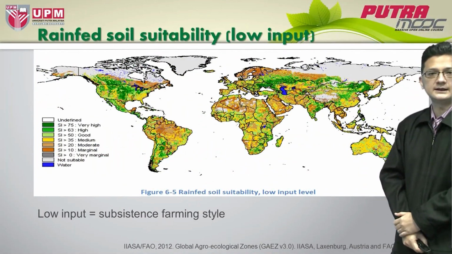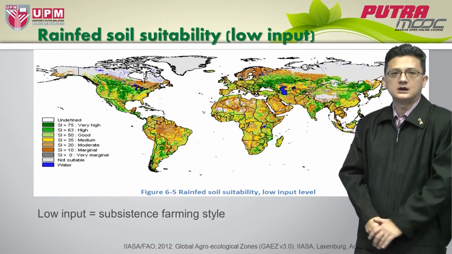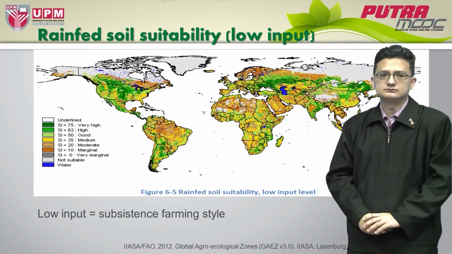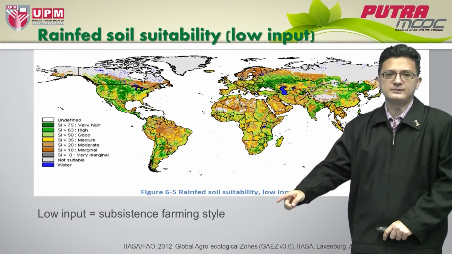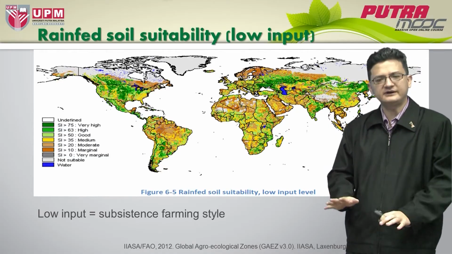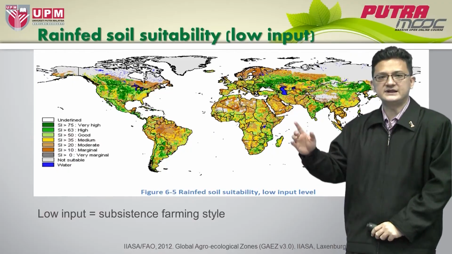This is the land area for rain-fed soil suitability. Low inputs means the top title. The low inputs means it's based on subsistence. That means very little input that we use. Basically, either very little or no fertilizers we add. And you can see the area.